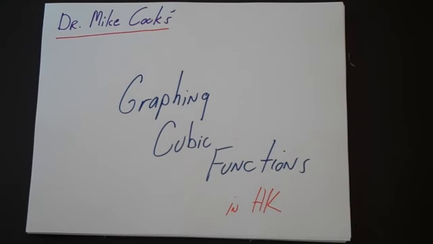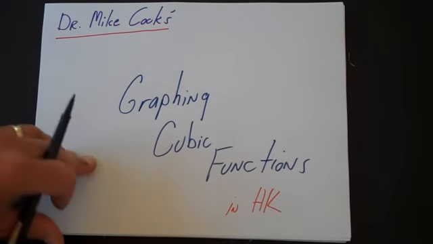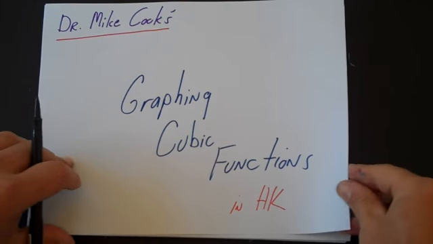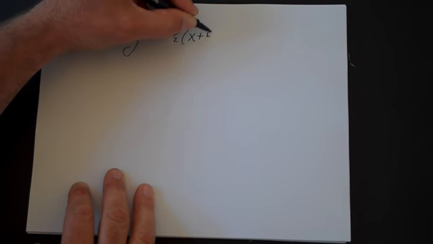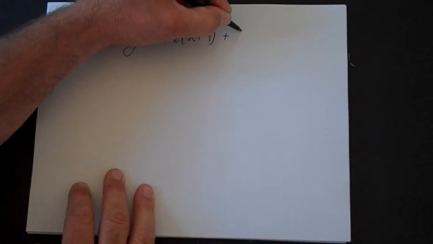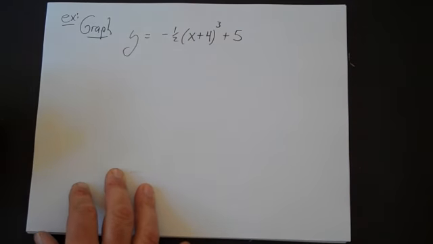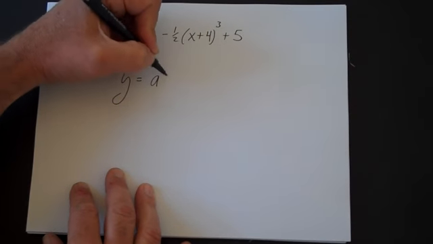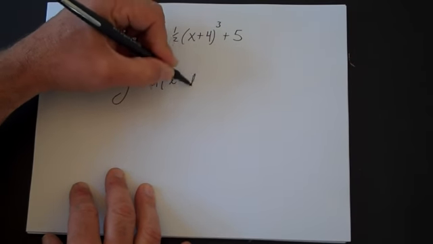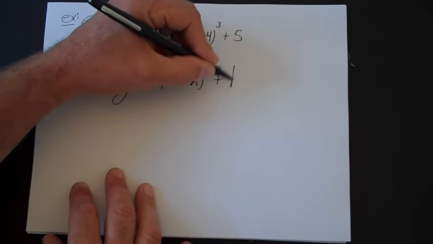Let's look at the problem of graphing cubic functions. And what we mean by graphing cubic functions is functions, and we're going to do it in HK form. So an example would be to graph y is equal to minus 1/2 (x plus 4) cubed plus 5. And in general, we're going to graph functions in the form a(x minus h) cubed plus k.